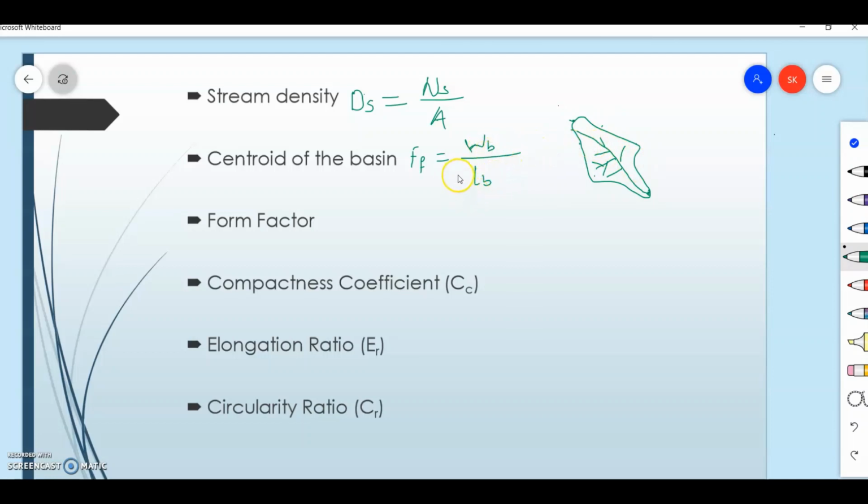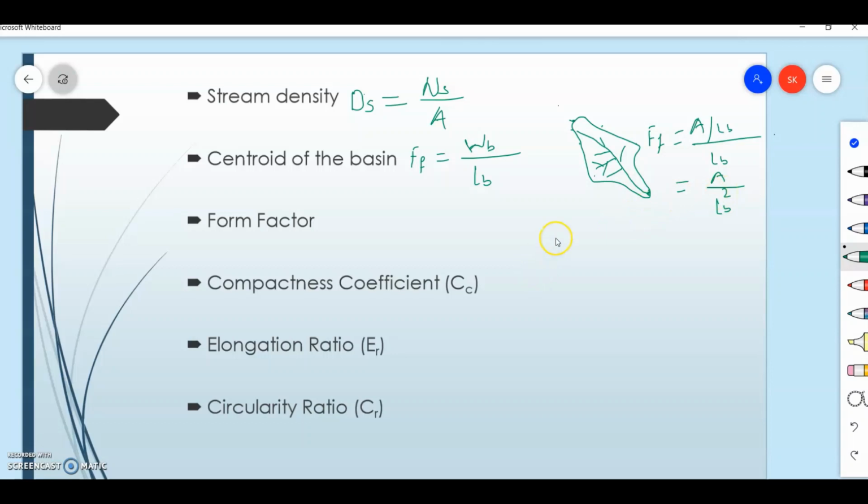So this FF is also equal to, instead of WB, we can mention A by LB, because the entire area divided by LB, the length from the outlet to the remote point, gives us WB, that is the average width. So area divided by LB, and finally we get A divided by LB square. So basically in this way we can find out the form factor.